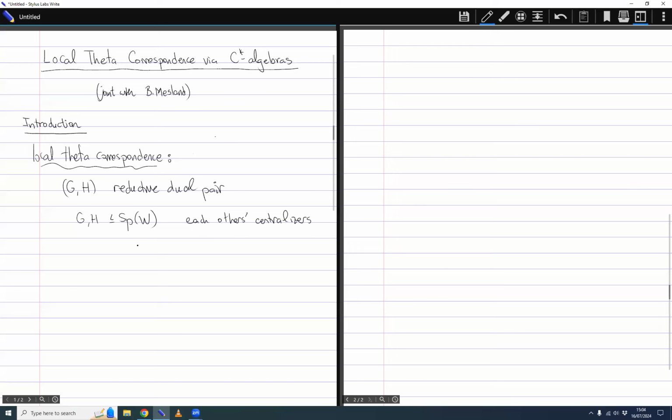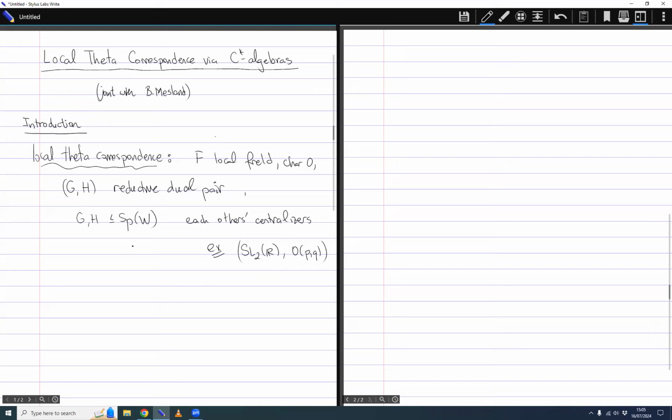The classical example is you take SL2, and maybe I should fix my local field F of characteristic 0: the reals, the complex numbers, or an extension of Q_p. The most classical pair, I guess, is the orthosymplectic pair. You take SL2(R) as one of the groups, and the other will be some kind of orthogonal group.